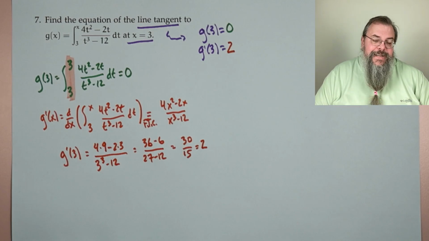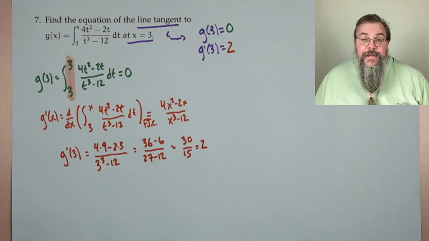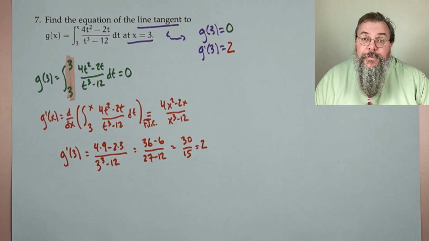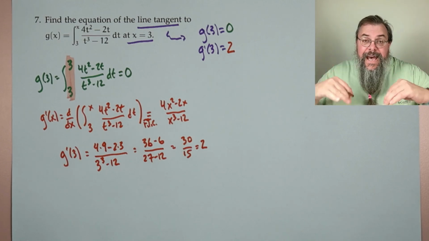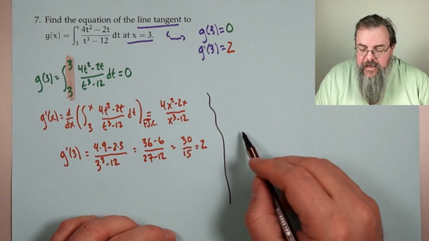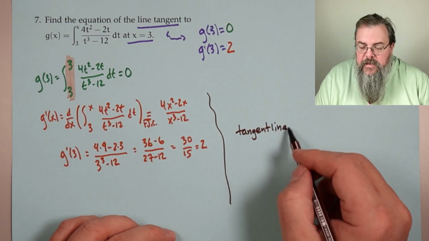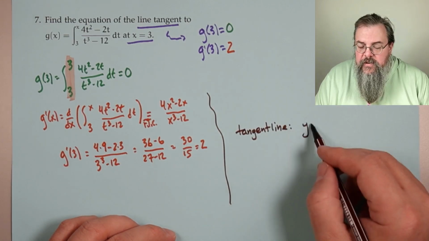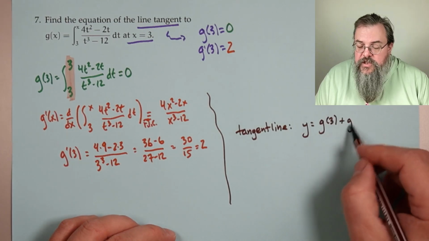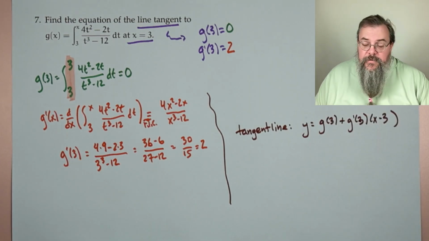All right, so we have found all of the information that we need to find this derivative. We know what the value of the function is, and we know what the value of the derivative is at the point where we're interested in. So we're going to put all of this together and say, well, what's our tangent line? And it is y is equal to g of 3 plus g prime of 3 times x minus 3. That's just the generic formula for it.